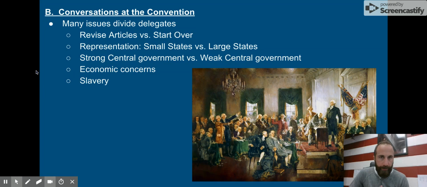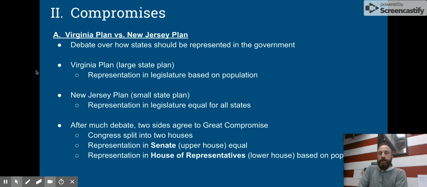The economic concerns: what do we do about the economic issues that we've talked about already? Currency issues, debt, that sort of thing. And then, of course, slavery is always going to be a conversation during these early phases of the government. So there's a lot of compromises that are going to happen at this thing. We talked about this before. One side wants one thing, another wants another. We've got to meet in the middle. Compromise. That's how you get stuff done.